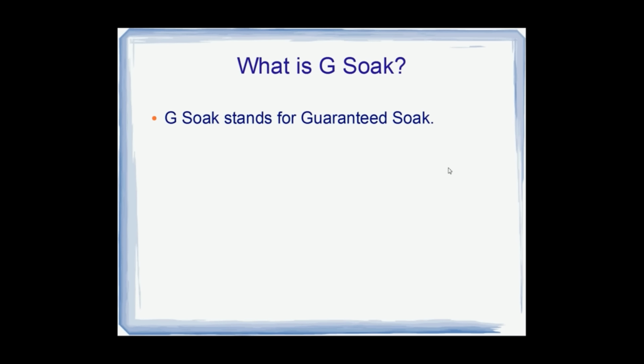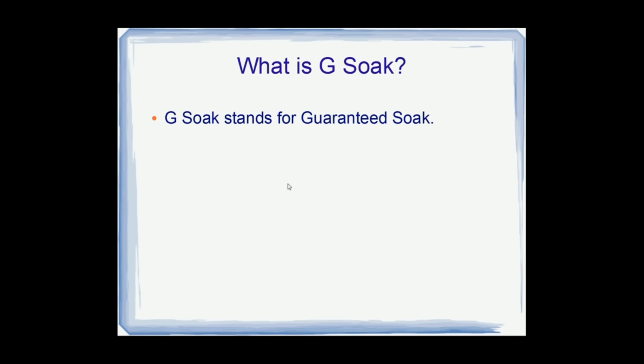What is GSOAK? GSOAK stands for Guaranteed Soak. This is a feature of many temperature controllers for test chambers. It allows you to set a tolerance, so that if the temperature deviates from this tolerance, your soak time countdown stops. This guarantees that your unit or system soaks for a certain period of time at a given temperature.